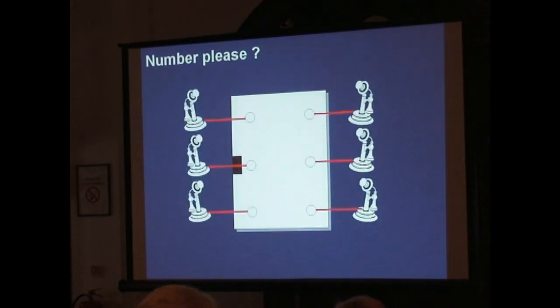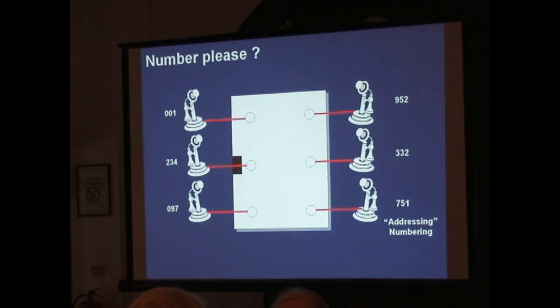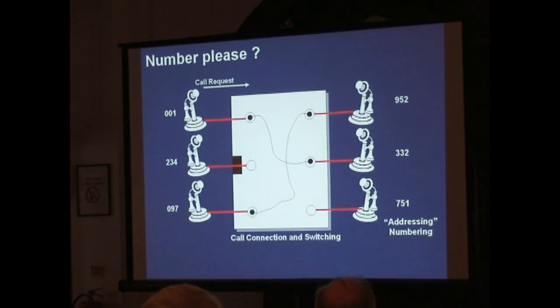And so there was a challenge. How do you actually talk between the telephones? How do you identify them? Well, of course, we number them, don't we? And when we make a call, we effectively make a request that we want to call a particular phone, say phone 001 wants to talk to 332. We need somehow to make a connection.